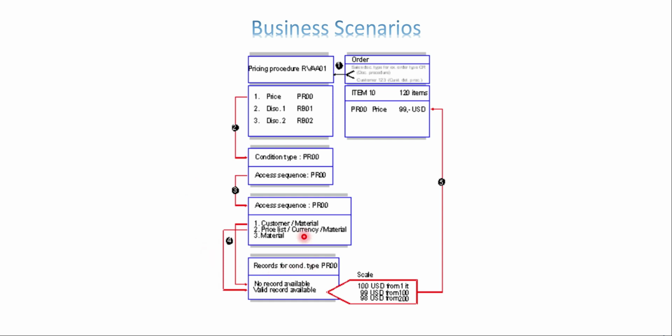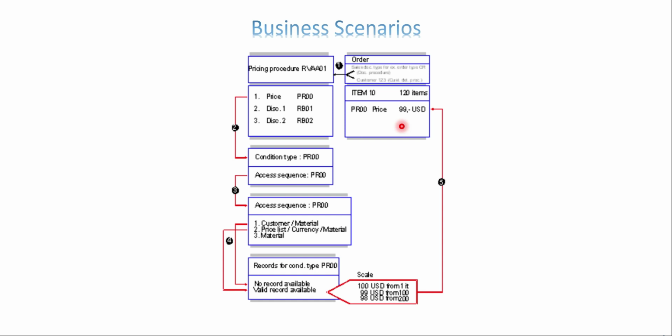Sometimes what happens is there is no record found, or a valid record is available. So for item 10, there are some ranges mentioned. From 1 onwards, it's 100 USD, and at 100 it is 99. If it is 200, it's 98, maybe you can say ordering factor. So here it says 120, so 120 is going to be 99 here. From 100 onwards, so 100 to maybe 199, in this range the price is going to be 99. So this is a very simple understanding of pricing and conditions.